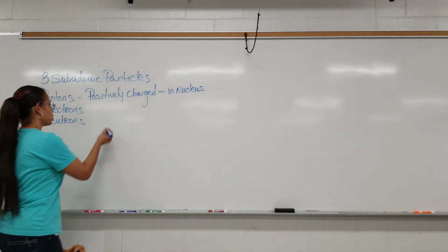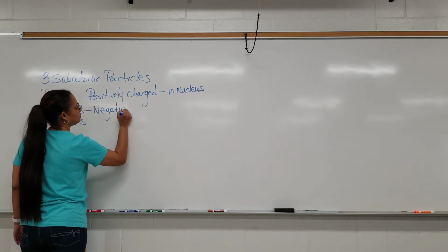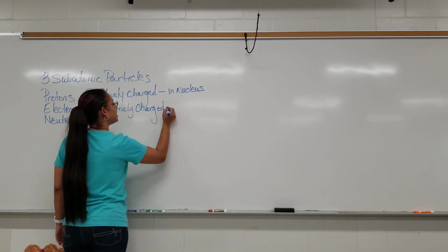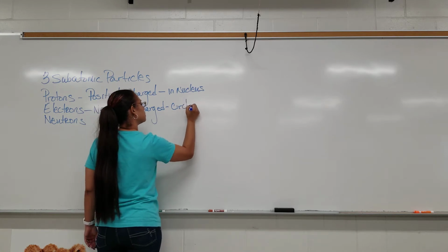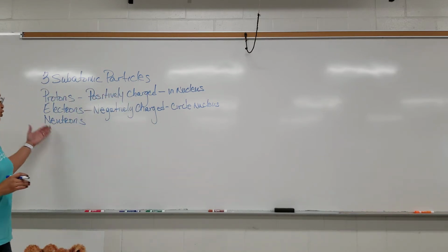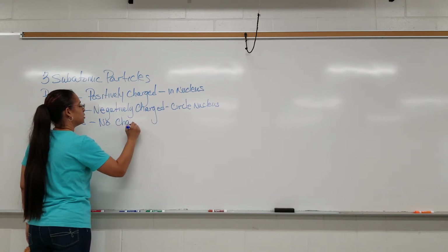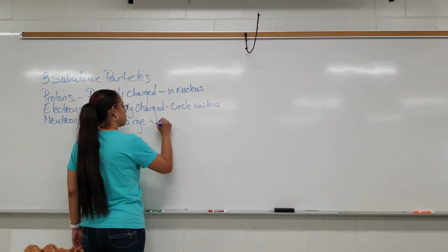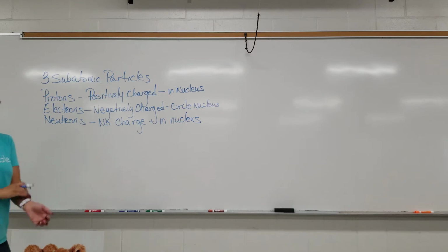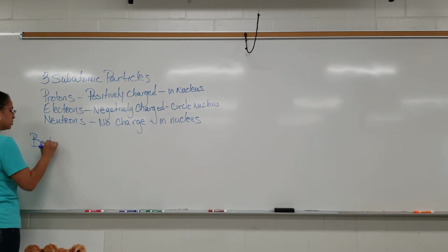Electrons are negatively charged particles. And they circle the nucleus. And neutrons have no charge. And they are in the nucleus as well. Okay, so now we have these 3 particles, both protons and neutrons.